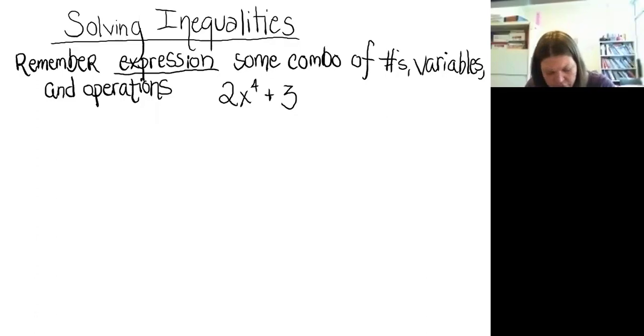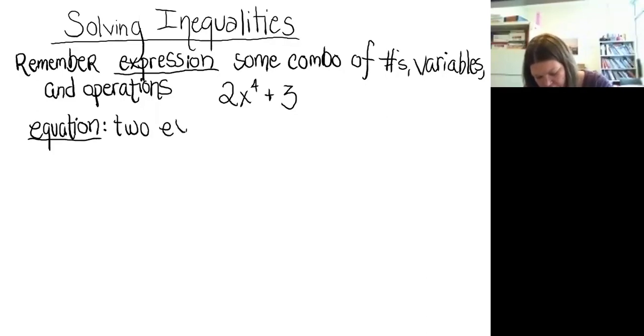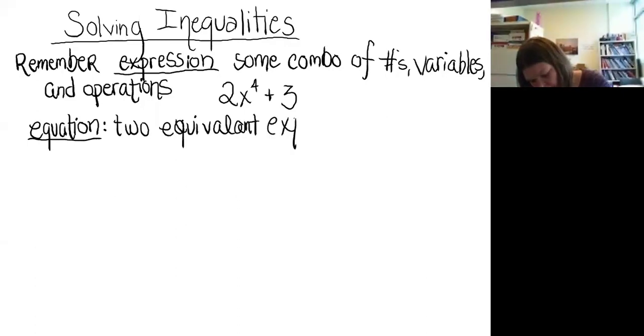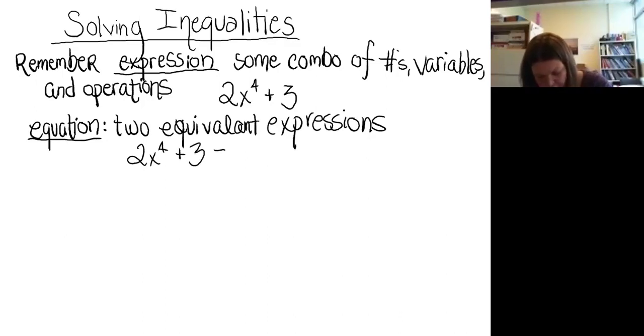Yes. Okay, wonderful. Now remember what an equation was. The day we graduated to the equation, we actually said when we're looking at an equation, we're looking at two expressions that are equivalent, two equivalent expressions. And so we might see 2x to the 4th power plus 3 on one side, but there'll be an equal sign and we'll have another expression on the other side, and it could be anything.